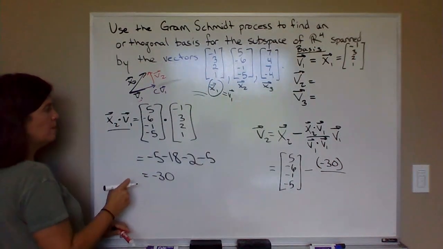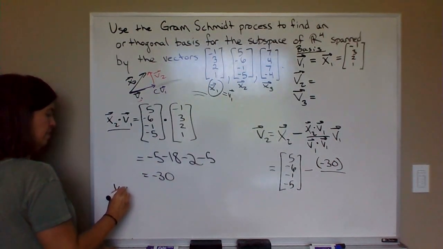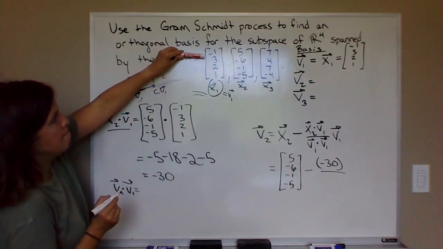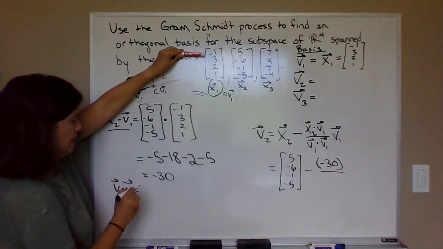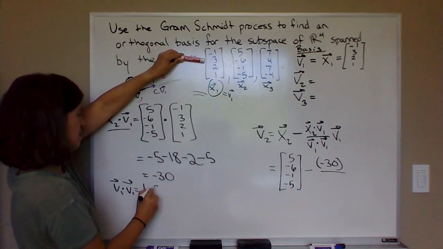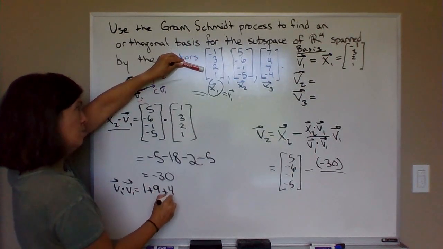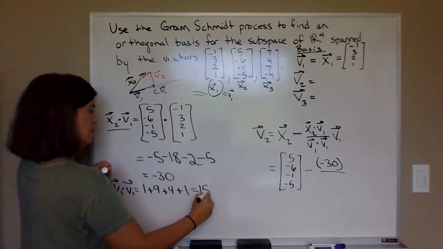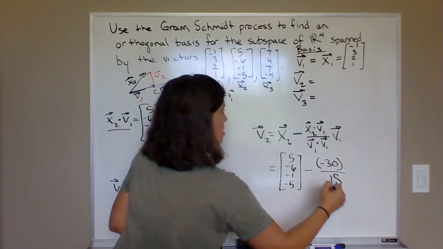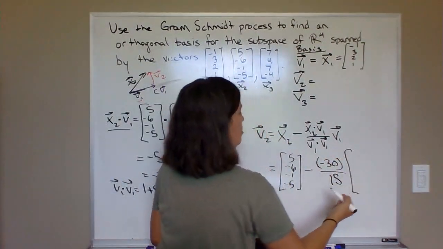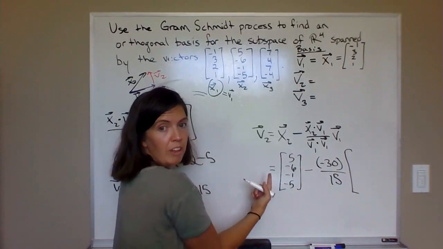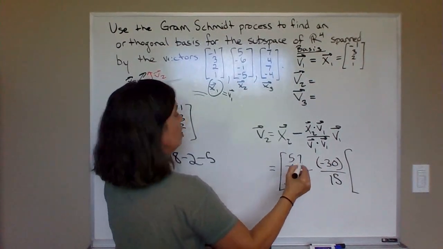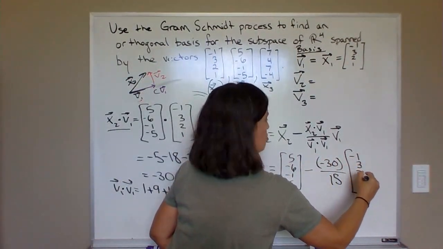over V1 dot V1. Here's V1. So V1 dot V1 would be -1 times -1 plus 3 times 3 plus 2 times 2 plus 1 times 1. So 13, 14, 15. So this is over 15 times vector 1. So remember, what we're subtracting over here is the part of x2 that's already in the span of V1. So this is times V1, which is the vector -1, 3, 2, 1.